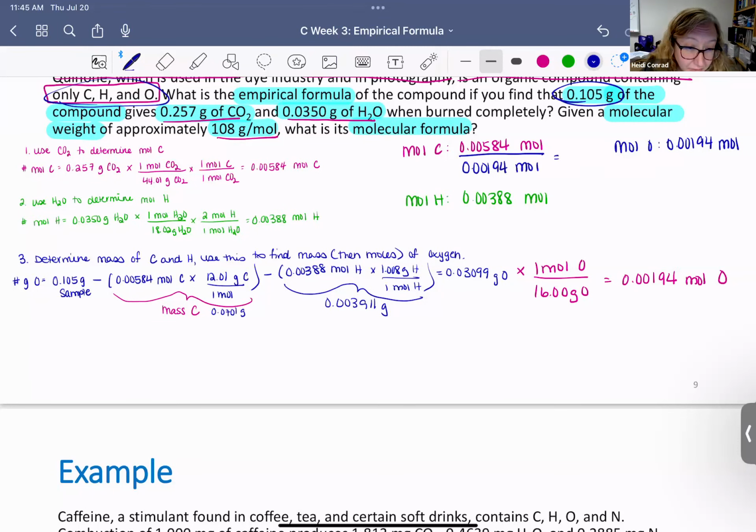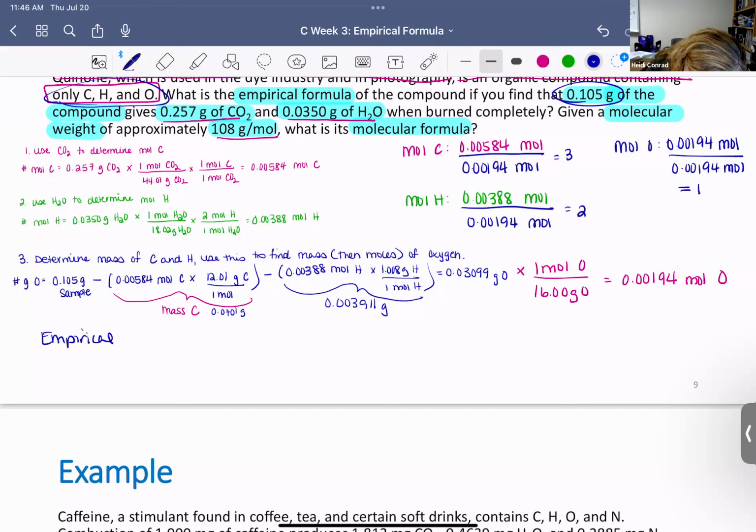0.00584 divided by 0.00194 gives me 3.06. I round that to 3. Let's see, 0.00388 divided by 0.00194 moles gives me about 2. And of course, oxygen just gives me 1. So the empirical formula is C3H2O. I know my empirical formula is C3H2O.